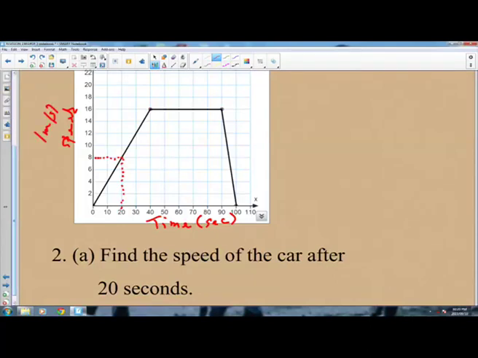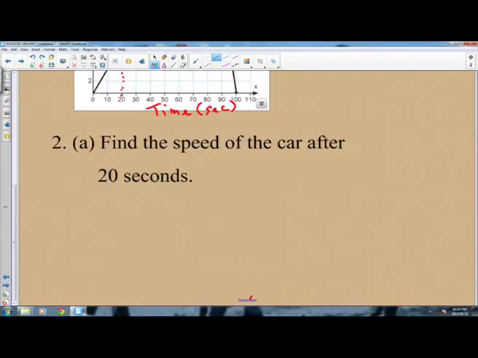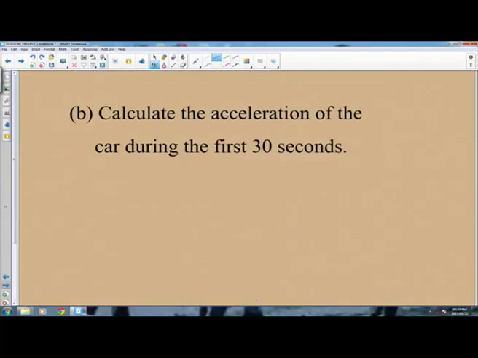So the speed of the car after 20 seconds will be 8 meters per second. And then we need to write the 8 meters per second here, because that's what we got. That is the speed of the car after 20 seconds. And then what about B?